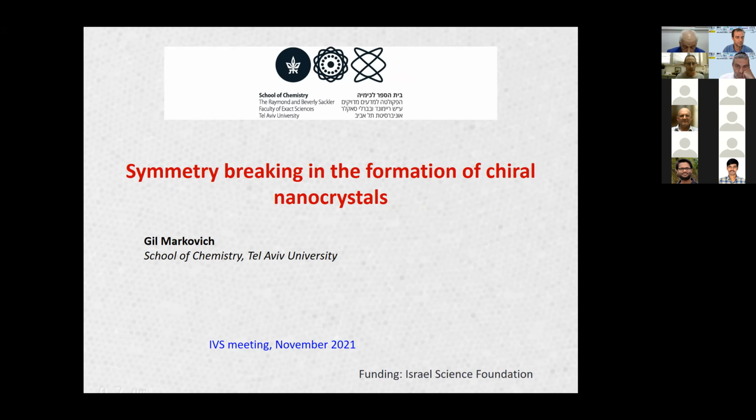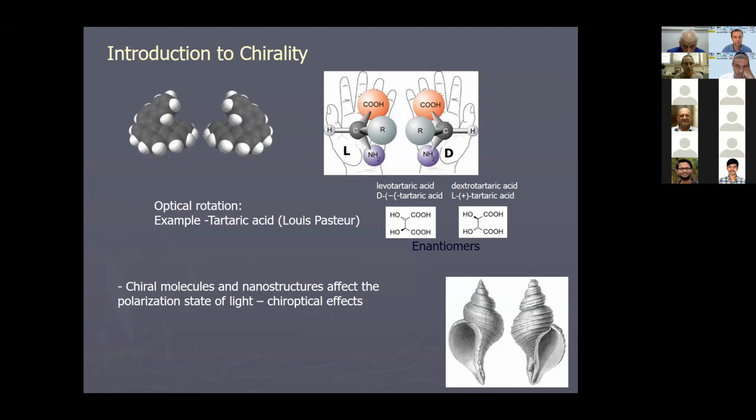Yes, looks good. Okay. So I guess I don't need to introduce chirality very much, right? It's just the absence of mirror symmetry, or the fact that an object cannot be superimposed on its mirror image. It can be molecules, it can be a nanoscale object, or even a macroscopic object like these sea snails. We are interested in nanoscale objects because they are smaller than or of the order of the wavelength of light, so they can do all kinds of chiroptical effects, that is, affect the polarization of light passing through them.